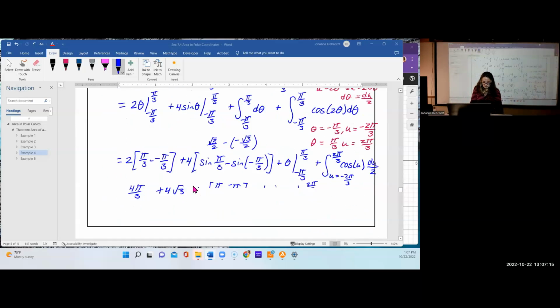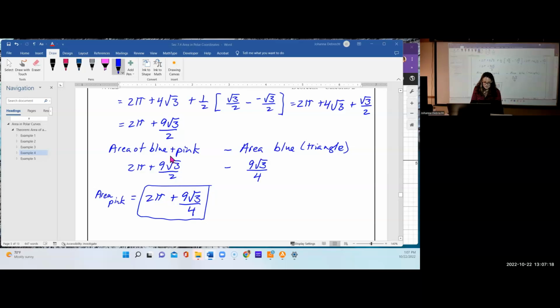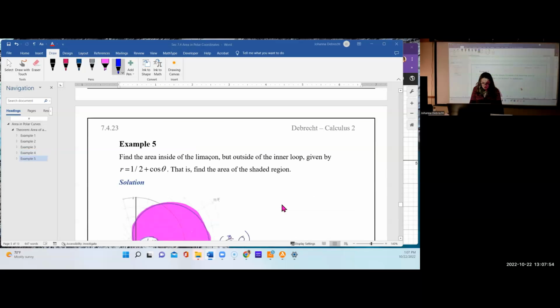So coming down here to the bottom, we have the area of the blue and the pink, which we found here to be 2 pi plus 9 square roots of 3 over 2, minus the area of the blue triangle, which is 9 square roots of 3 over 4. You need a common denominator, which is 4. That makes that 18 root 3 over 2 minus 9 gives us 9 root 3 over 4. All right. So we have 2 pi plus 9 root 3 over 4. And that's the exact value of the area of the pink region to the right of that vertical line. We have one more example to do. This is the one that we looked at the very beginning.